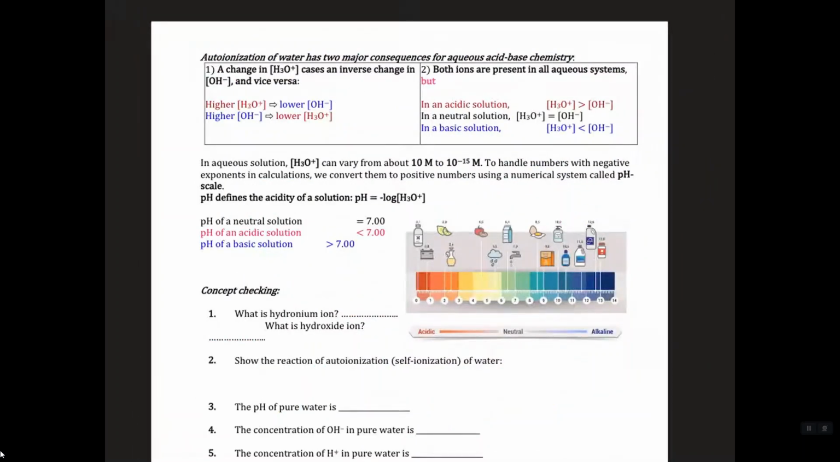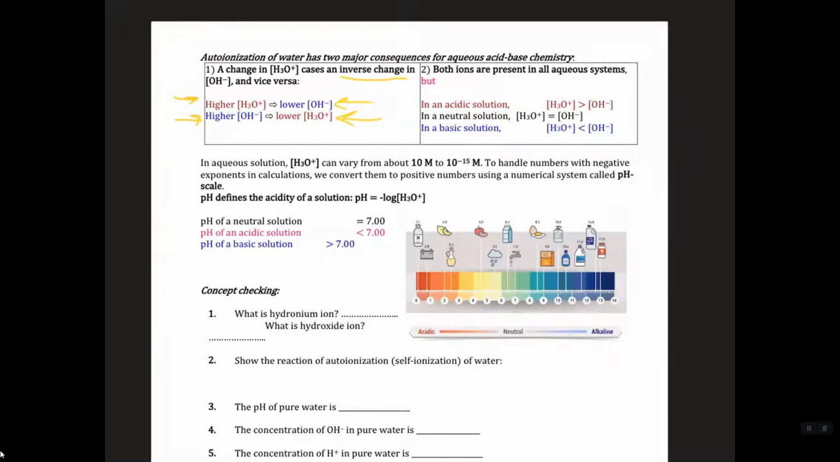The self-ionization of water has two consequences for aqueous solution. First one is that if you change the concentration of hydronium ion, it causes a change of hydroxide ion, and it is an inverse change. So when one increases, the other one decreases. The higher the concentration of hydronium ion, the lower the concentration of hydroxide ion will become. The higher the concentration of hydroxide ion, that would lead to decreased concentration of hydronium ion. So they are interrelated.